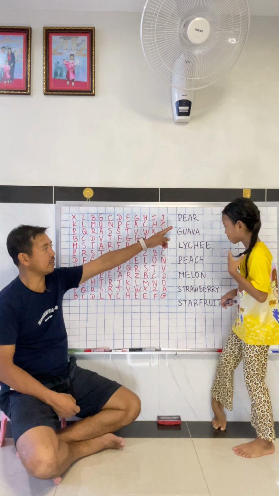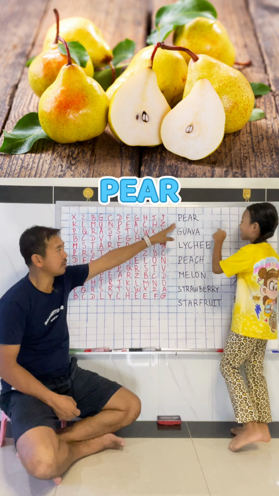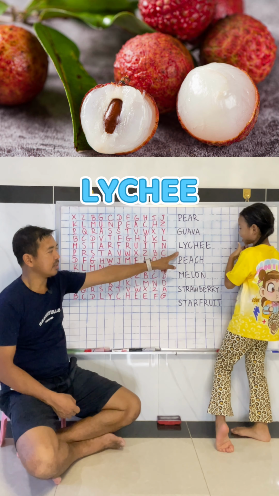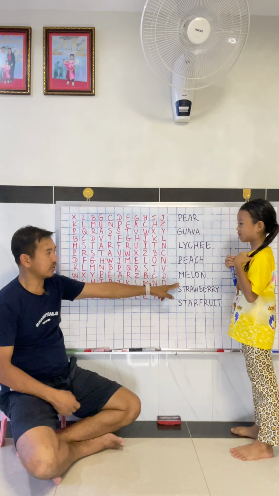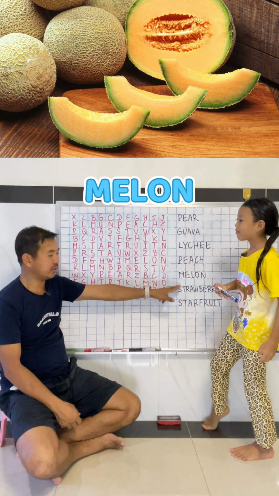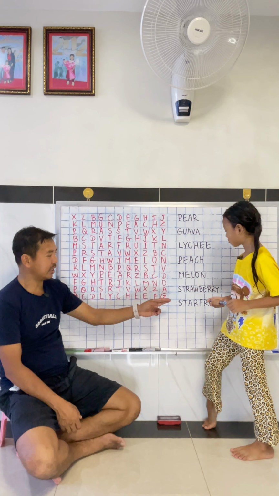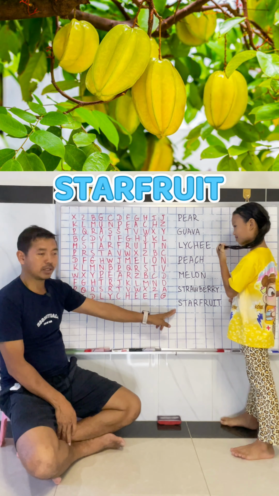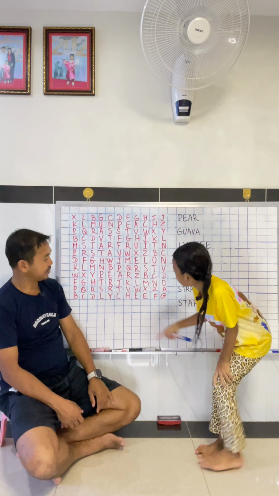We have 7 words of fruit. So number 1 is pear, guava, lychee, peach. What's peach? I will show you in the picture. Melon, my favorite. I think melon is color yellow or something. Yellow. Strawberry. And the last one is star fruit.